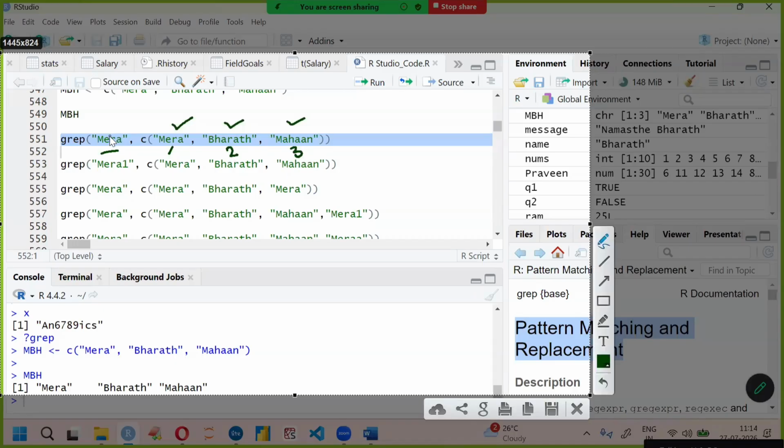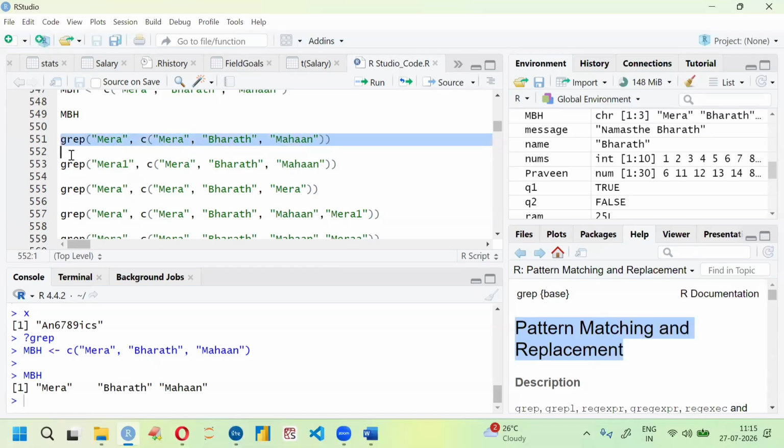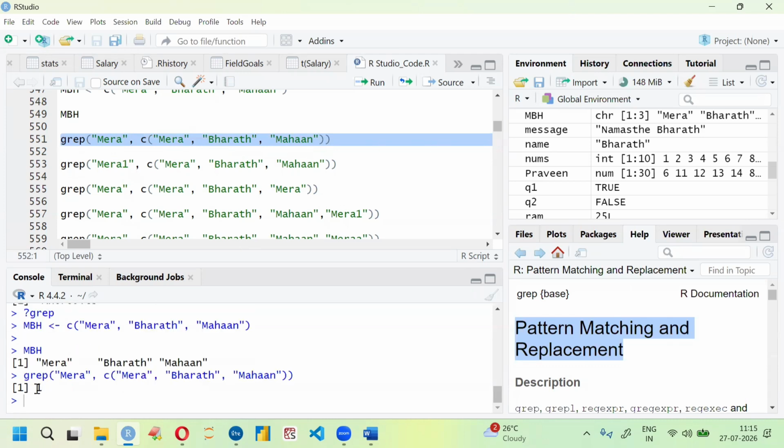So it is searching for the pattern matching. Mera has the same pattern as Mera. Bharat does not have the same pattern. Mahan does not have the same pattern. So it will retrieve the index where the pattern is matching. Here the Mera pattern is matching with the element at index 1, so it has to give us the index of the element where the pattern is matching. We have to get an answer of 1. So on this one, grep Mera in Mera Bharat Mahan, let's see. We got a reply of 1.